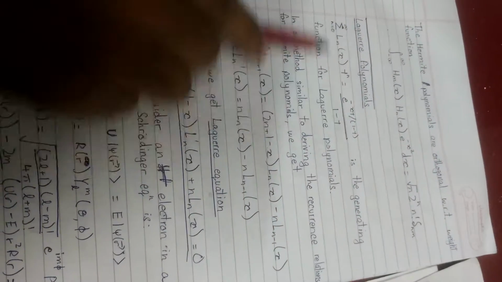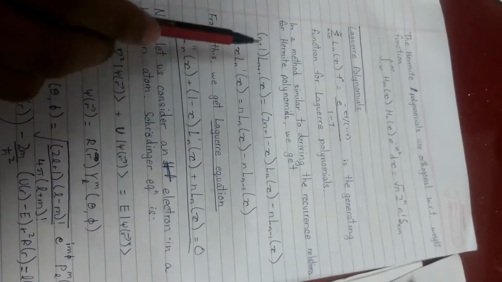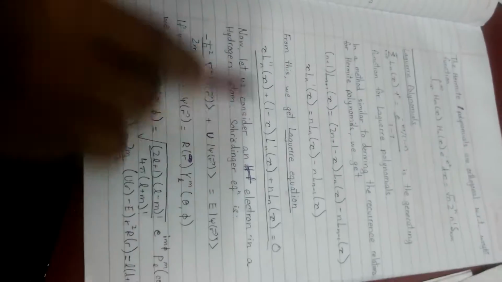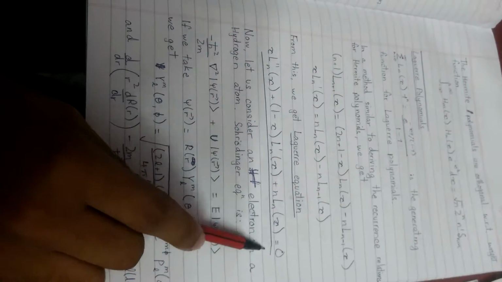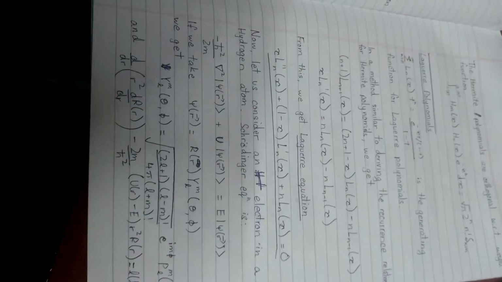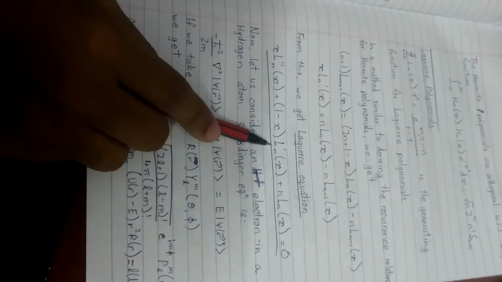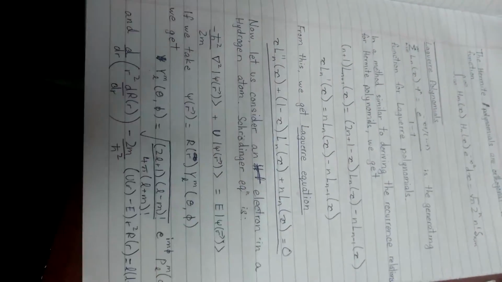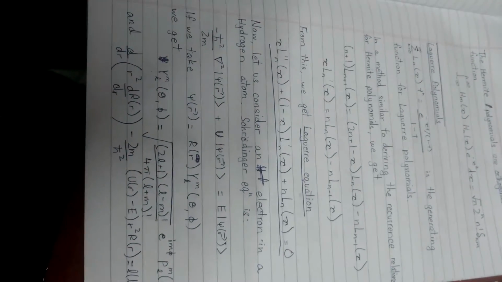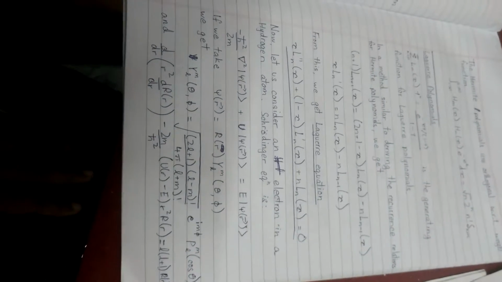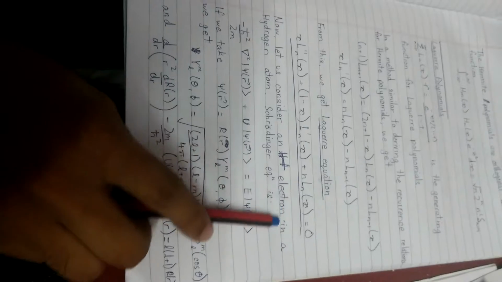Now, this is the generating function of the Laguerre polynomials, and when we solve it, we end up getting this equation, the Laguerre equation. That is x times the second derivative of Ln minus (1 minus x) times the first derivative of Ln plus n Ln is equal to 0. Now, the Laguerre polynomials will help us find the energy states of an electron revolving around a hydrogen atom. So let's consider an electron in a hydrogen atom.